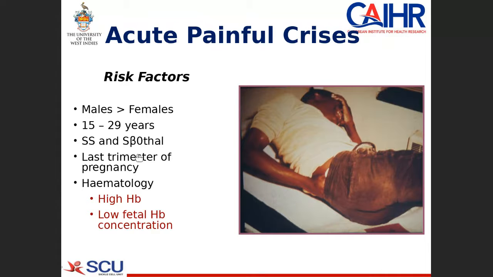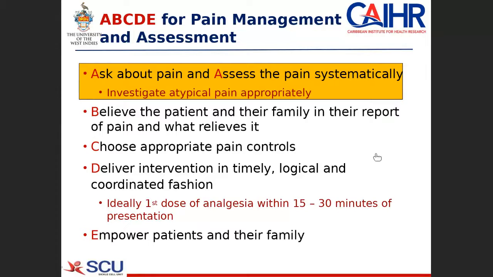Last trimester of pregnancy is associated with increased painful crises, and so are those persons who have higher hemoglobins and lower fetal hemoglobin concentrations. And we do know that higher fetal hemoglobin concentrations are associated with less severe disease because hemoglobin F is protective.